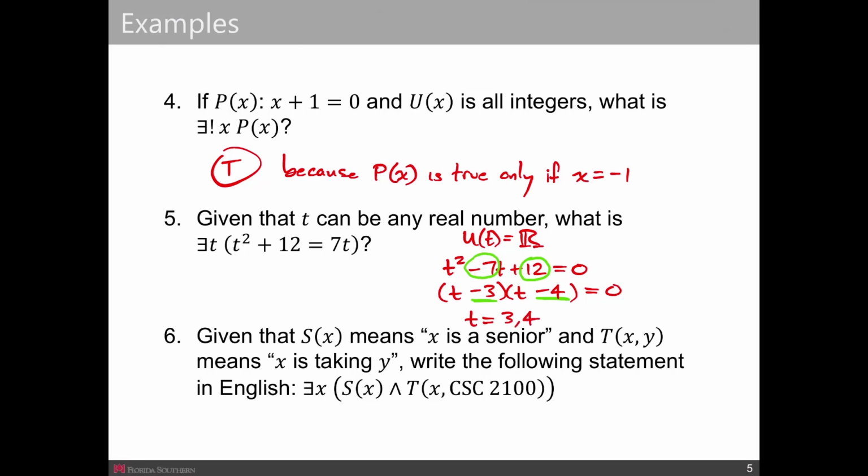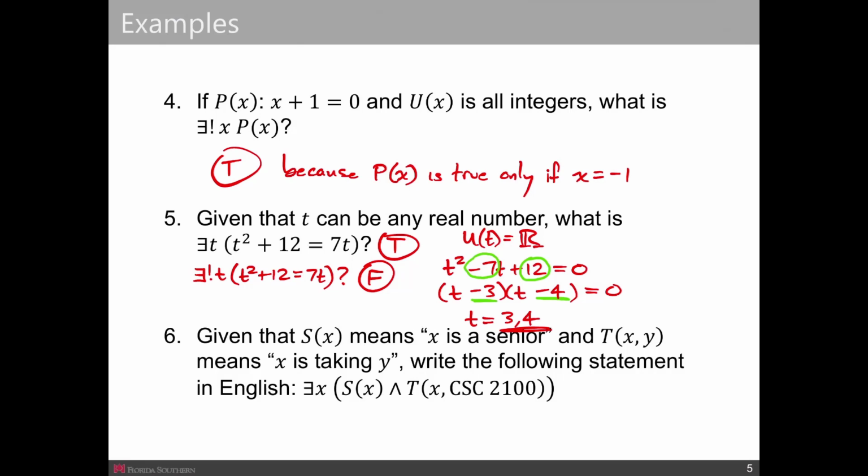3 minus 3 is 0. 4 minus 4 is 0. If one of those is true, the full expression will equal 0. So is it true that there exists a value of t that makes the quadratic hold? Yes, that is true. Notice that if I were to apply the uniqueness quantifier on this same expression, this would now be false. The reason it's false is because we have two values, 3 and 4, not just one. Uniqueness implies only one value for the variable could make it true.